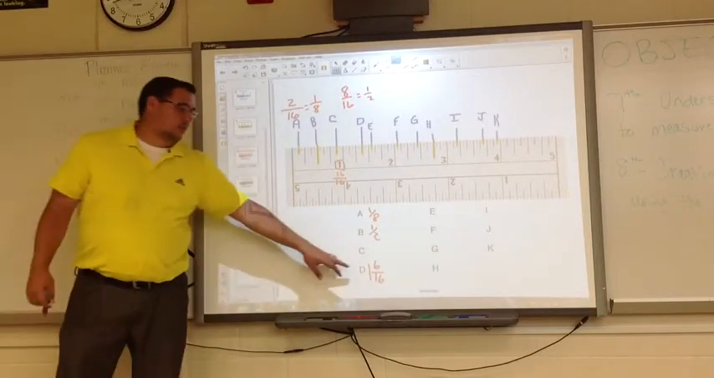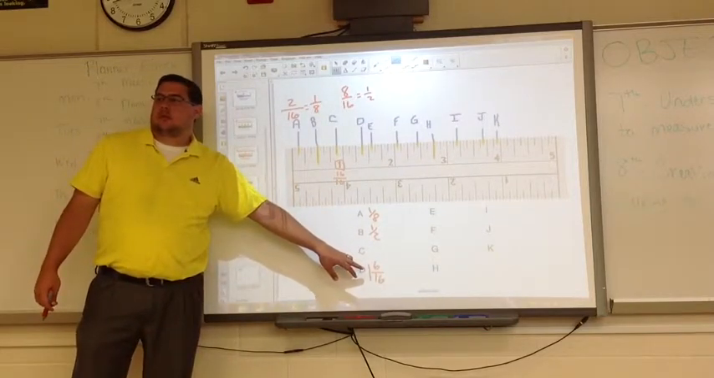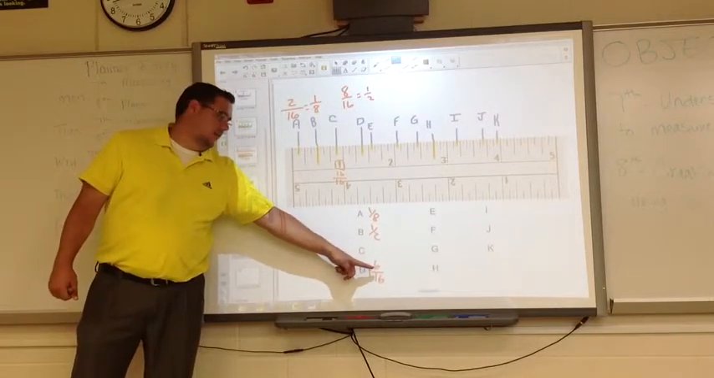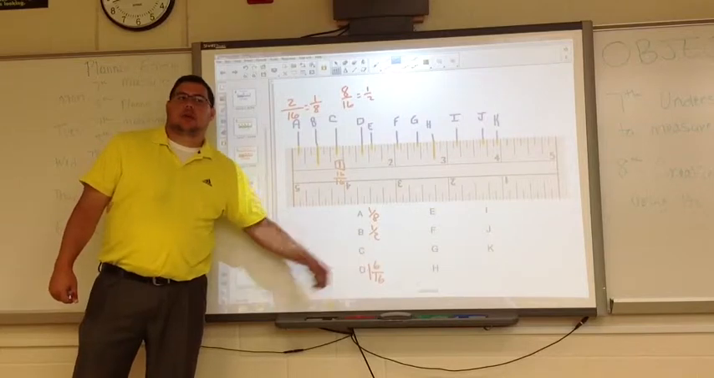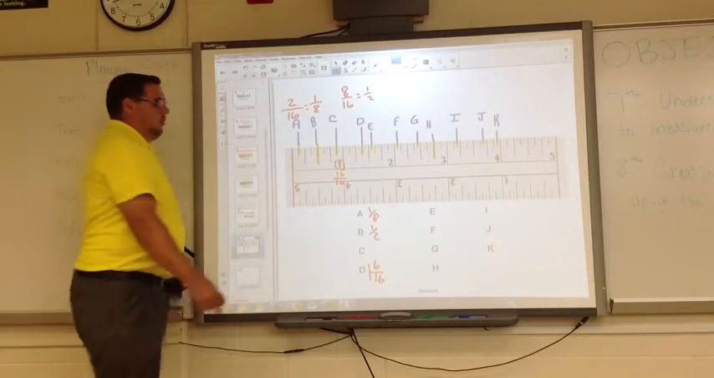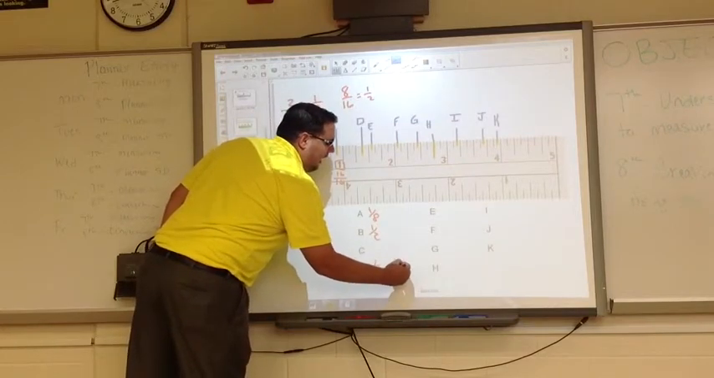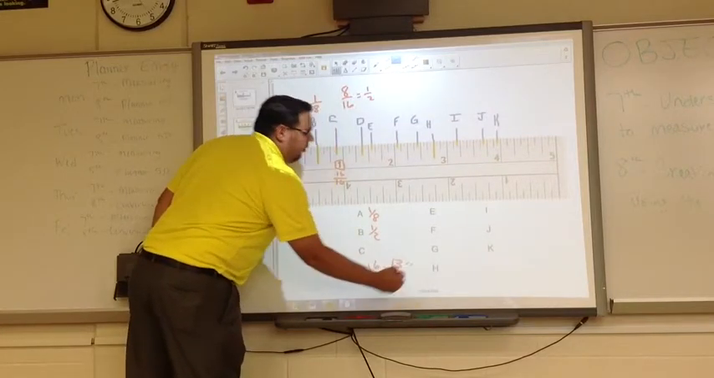Is this in the simplest form? No, because why? We have an even number on top, so because we have that, we have to reduce it, divide each one by 2, so we have 1 and 3/8.